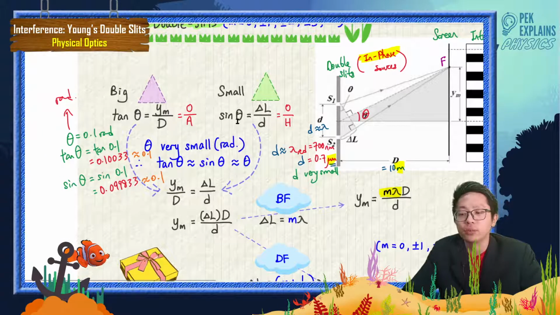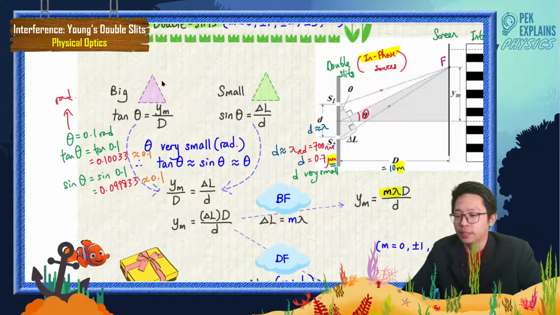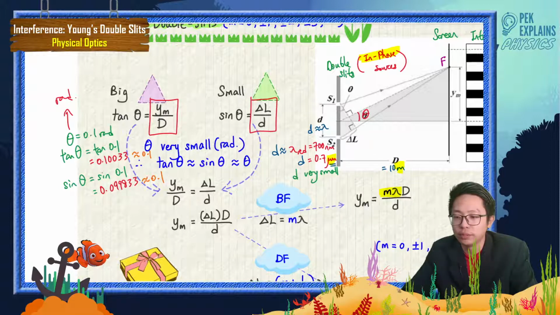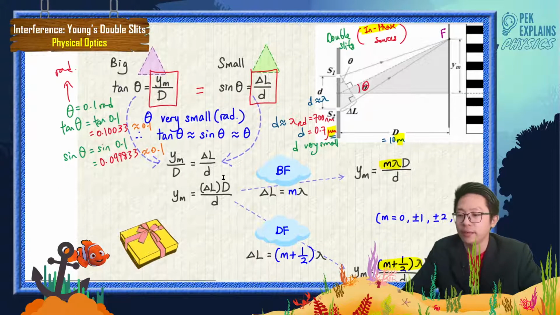So tangent theta is almost equal to sine theta. Because they are almost equal, we can equate them. So I just want to write this one. Now, because sine theta equals tangent theta, I can say ym over big D is equal to delta L over small d, because tangent theta equals sine theta.